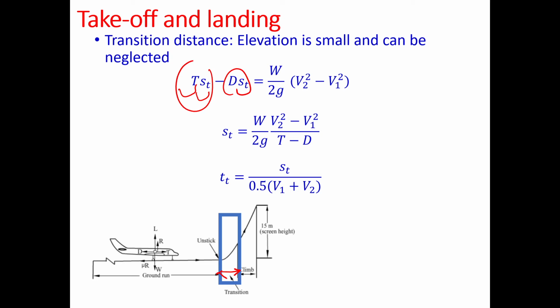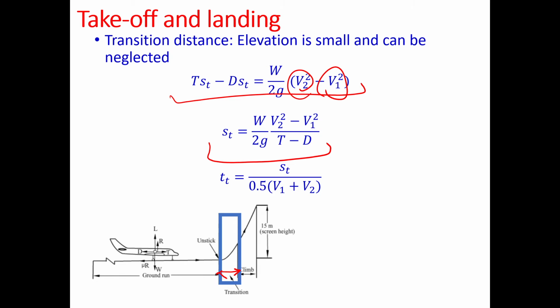And the same is for drag, and we are going to have the kinetic energy of the system on this side. That's 1/2 of m v squared, v2 squared minus v1 squared, right? So there should be a balance there. Okay. Using this equation, and if you have these velocities, you will be able to find the transition distance. Transition distance is going to be W, your weight, over 2 multiplied by the gravitational acceleration, times v2 squared minus v1 squared over T minus D.